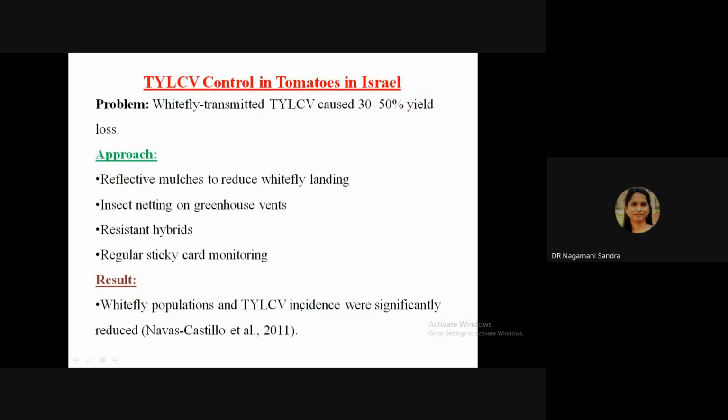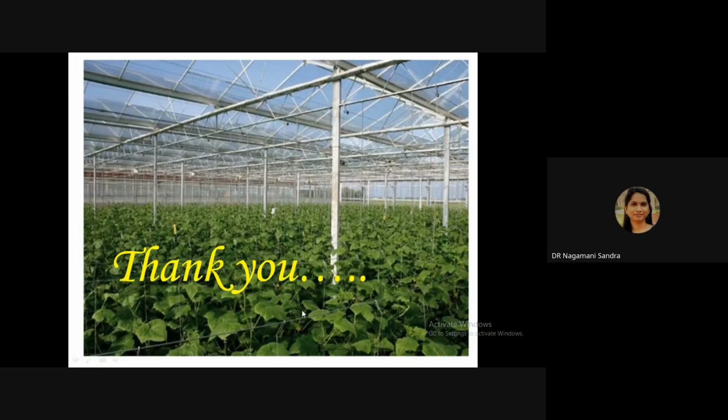And another case study from Israel, on how they managed tomato yellow leaf curl virus, used reflective mulches to reduce whitefly landing, insect netting on greenhouse vents, resistant hybrids, and regular sticky card monitoring. Because of using these classical approaches, there was a reduction in the whitefly population and tomato leaf curl virus incidence. So we will see some of the advanced detection techniques that we generally use.